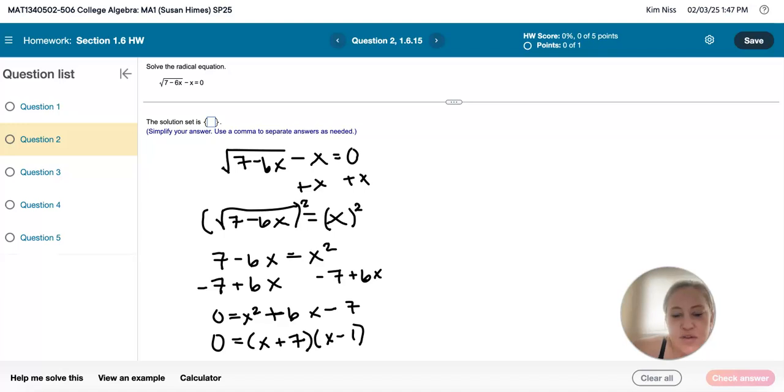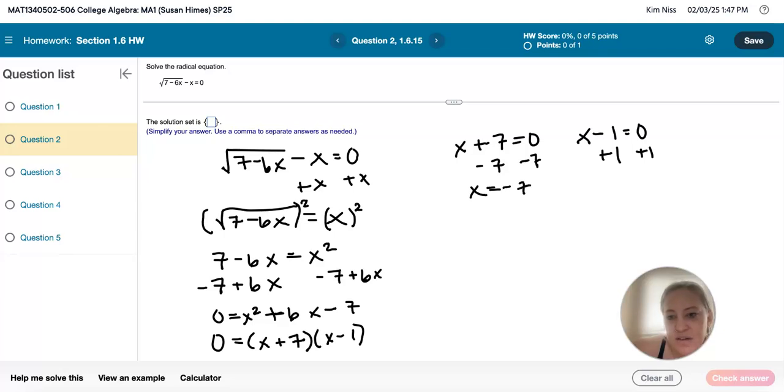Now the only thing left to do is take this x plus 7 and set it equal to 0, and x minus 1 and set it equal to 0, and solve for x in both cases. So we'll subtract 7 from both sides here, and add 1 to both sides here. And we're left with x equals negative 7 and x equals positive 1. And that should be it.